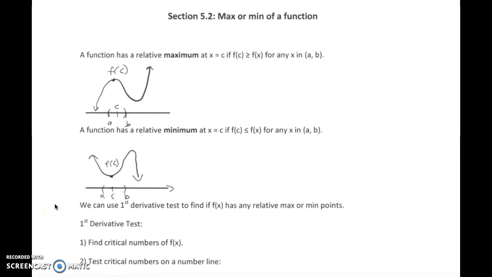And here we can use the first derivative test to find out if f of x has any relative max or minimum points. What we first want to do with the first derivative test is find the critical numbers of f of x, and then test these critical numbers on the number line.